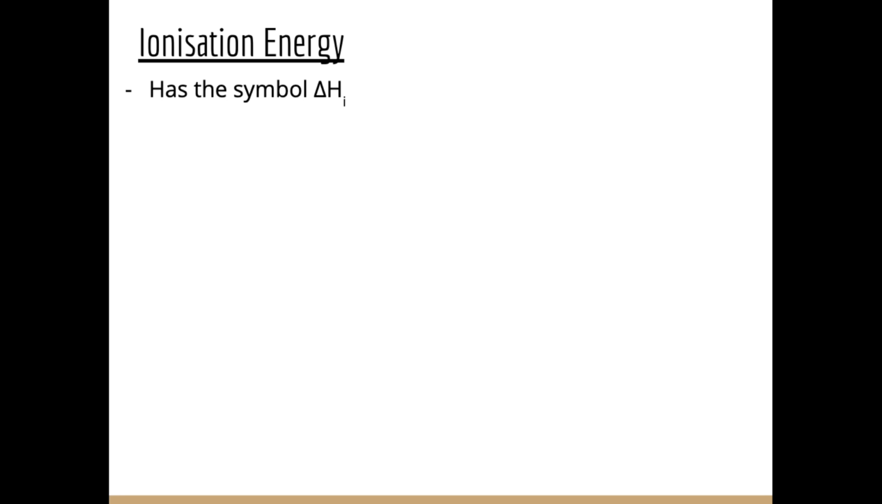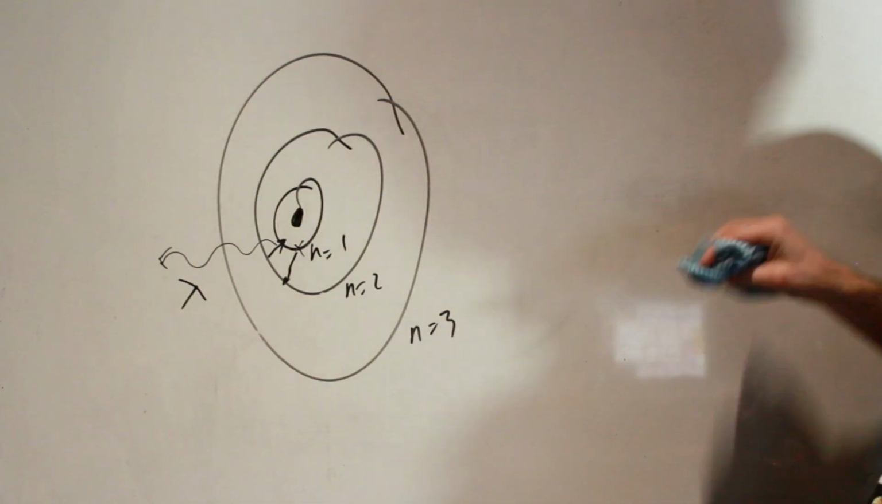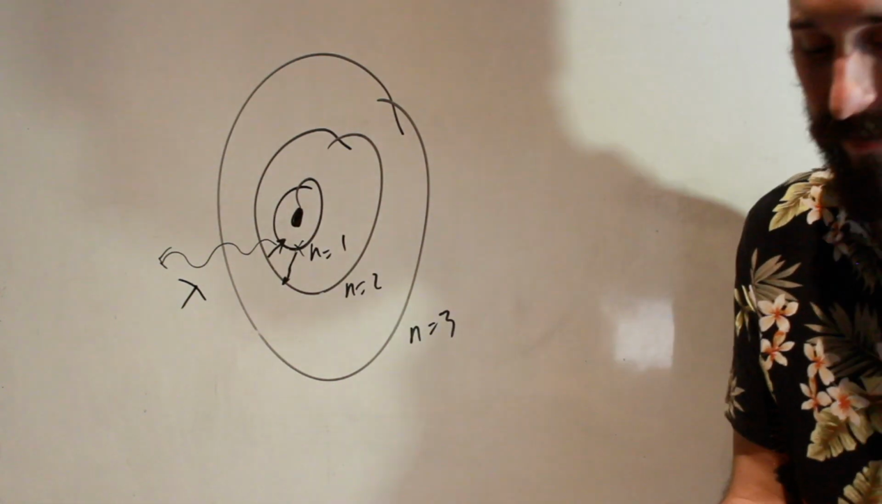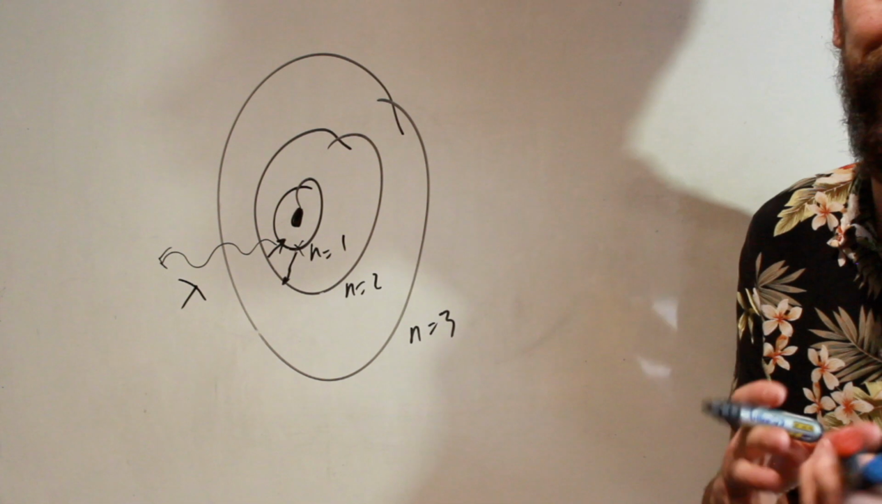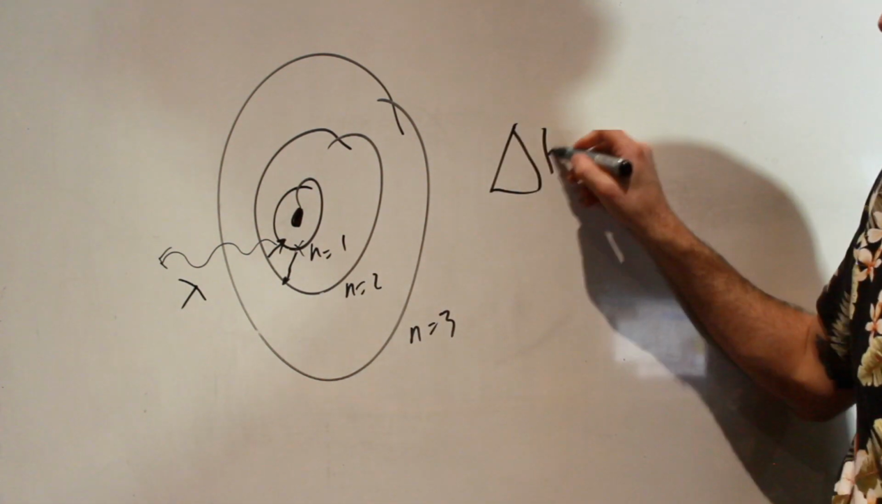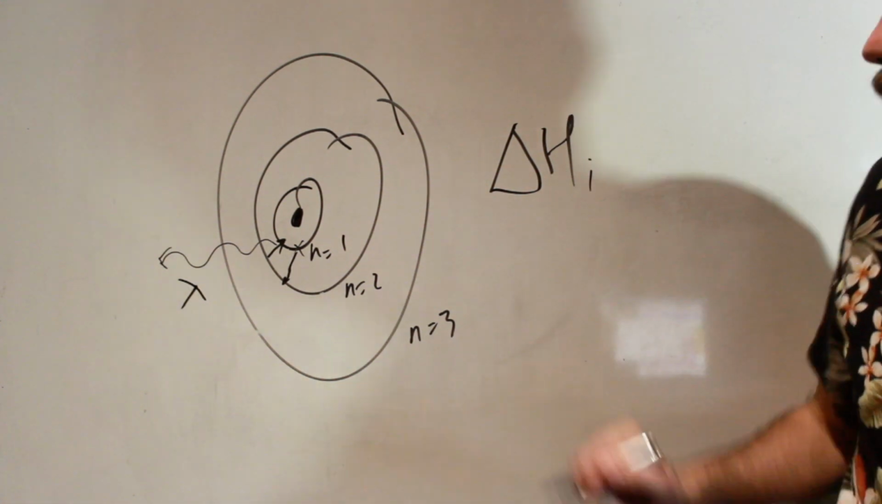So ionization energy has this symbol delta Hi. Now, delta Hi is a measure of what's called enthalpy. And you can just use enthalpy and energy synonymously as far as we're concerned. It's a measure of the energy that is in a given system. So that's what this H is, that's the enthalpy. I for ionization, you might have worked that one out.